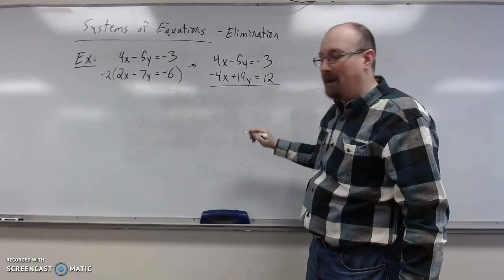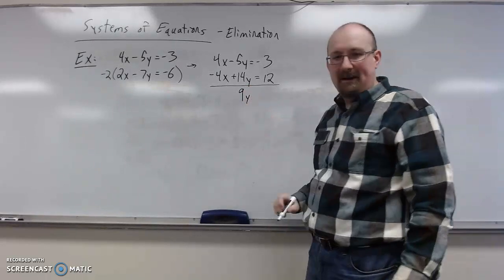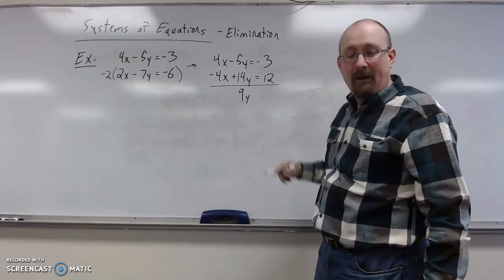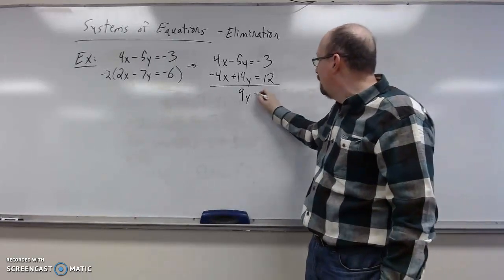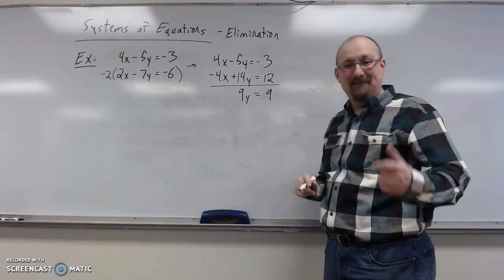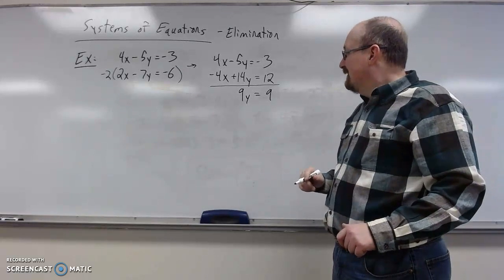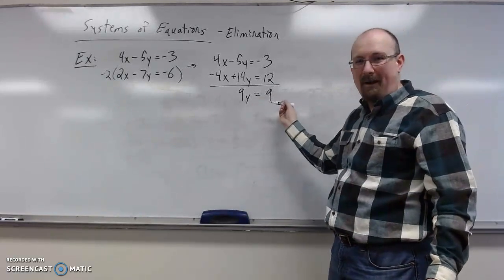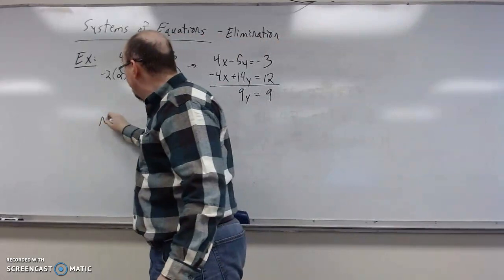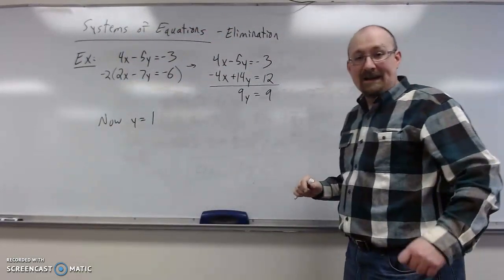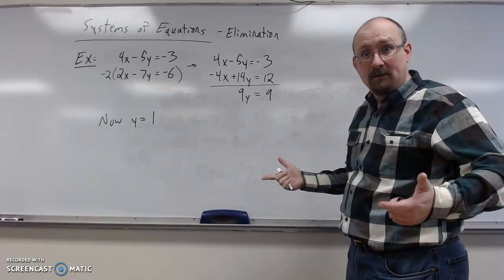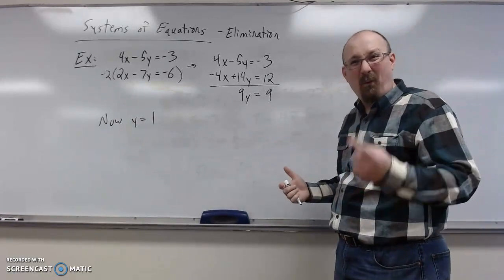Negative 5y plus 14y is going to give me 9y. Over here I add the right-hand sides up as well, so we have negative 3 plus 12. That gives me a positive 9. So now, it's not too tough to get y by itself here, right? So 9 divided by 9 is 1. So we've got that. We've got our y.